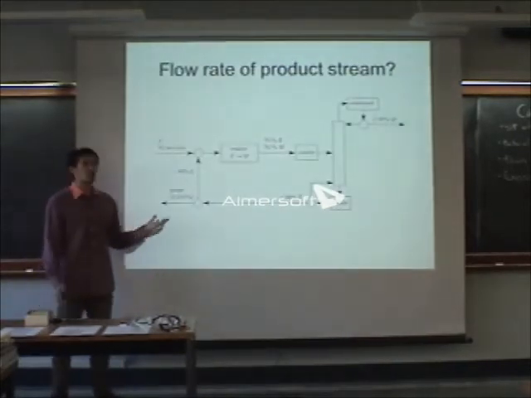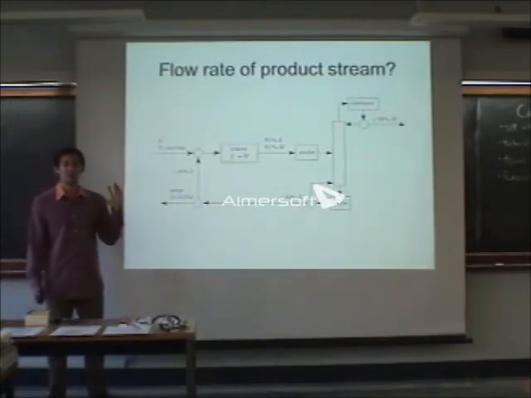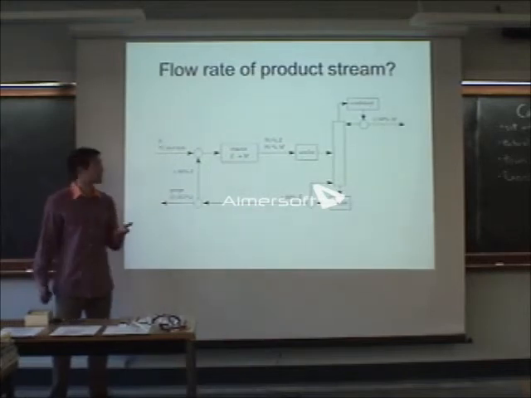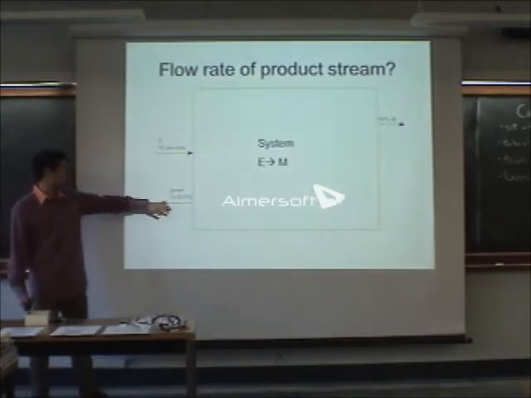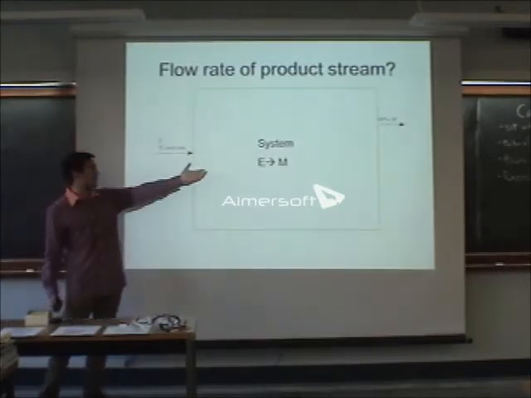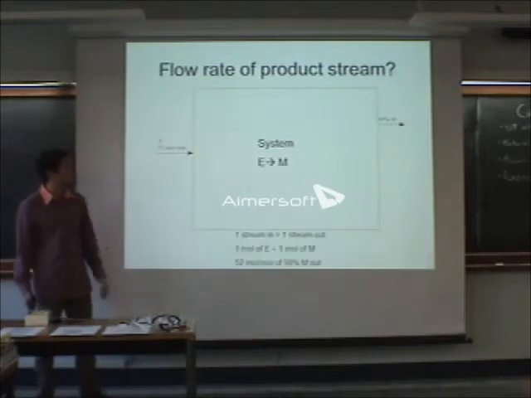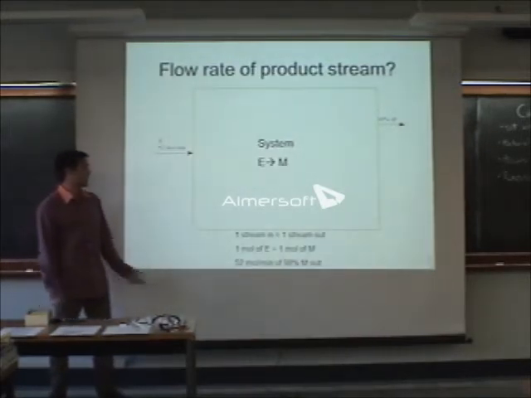Now the flow rate of the product stream. This goes back to mass balances. How do we approach this one? Just do an overall mass balance. So once we do an overall mass balance, we can kind of ignore the purge stream. It's just 0.001%. It's insignificant. Since the reaction is just E to M, what's going in is coming out. So the flow rate of M out is 52 moles per minute, 98% M.